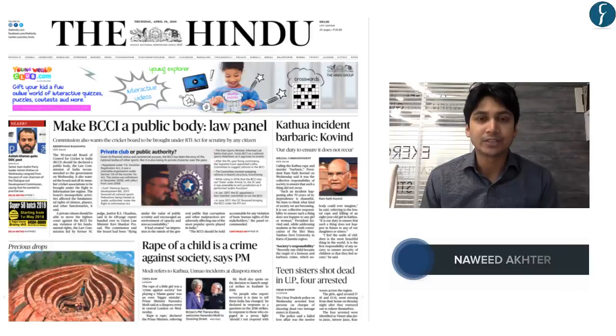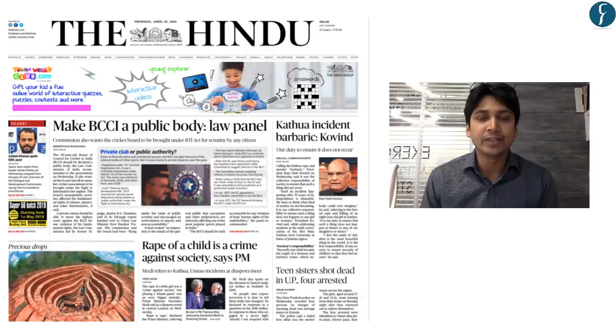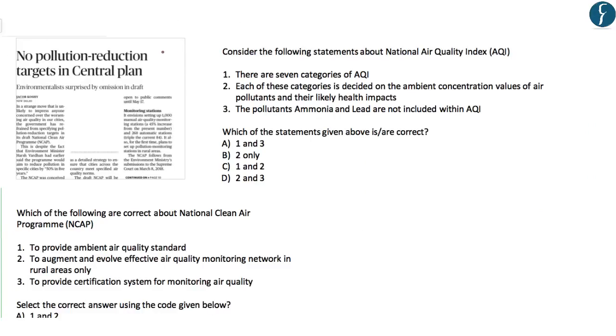Today, we are going to discuss the important issues appearing in the Hindu newspaper dated 19th April 2018. Let's begin. The first news appears on page number 1. The news reads, No pollution reduction targets in Central Plan. Now, this news is about National Clean Air Program. So we will see this particular news.